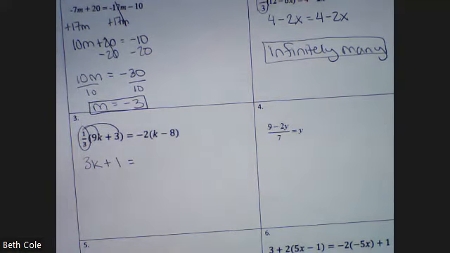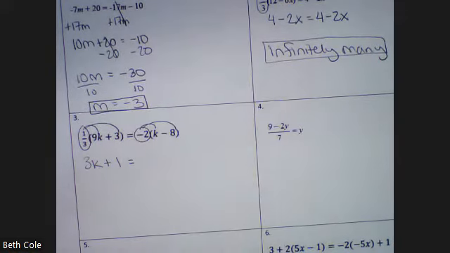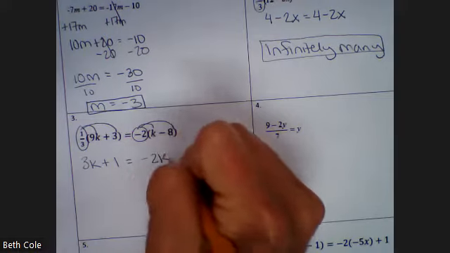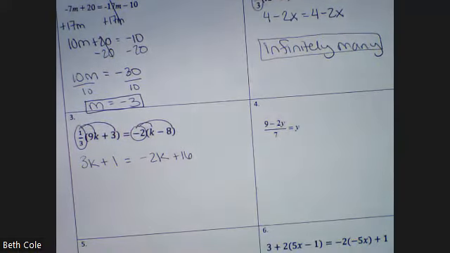equals, and then on the other side, you're not distributing 2, but -2. Good. And that's why I tend to circle the number I'm distributing. That kind of helps if you want to do it. So that would be -2K, good, plus 16. Negatives cancel. -2 times -8 would be plus 16.